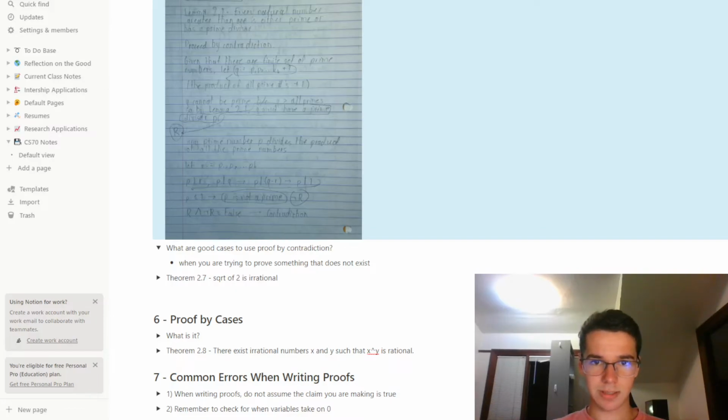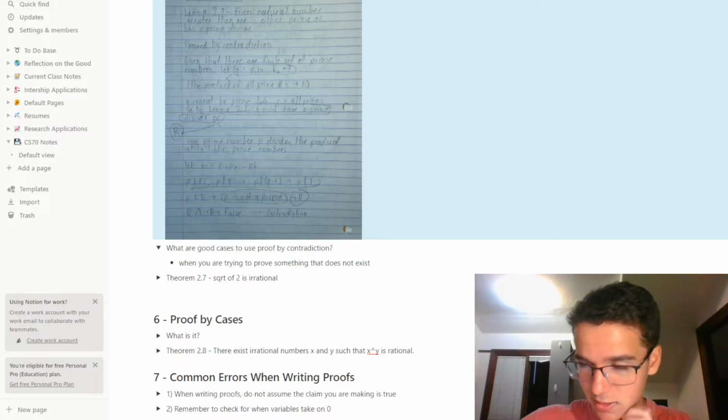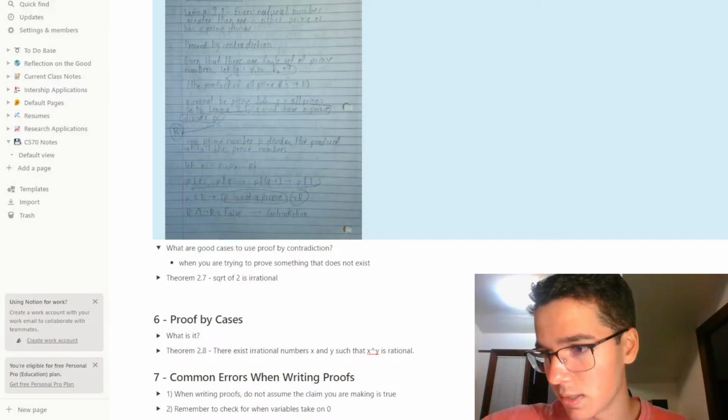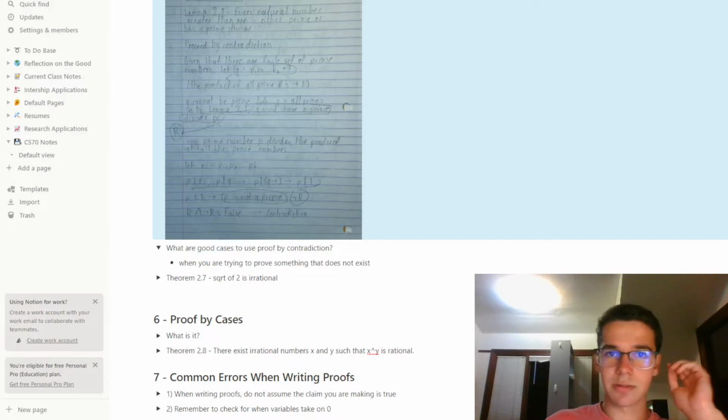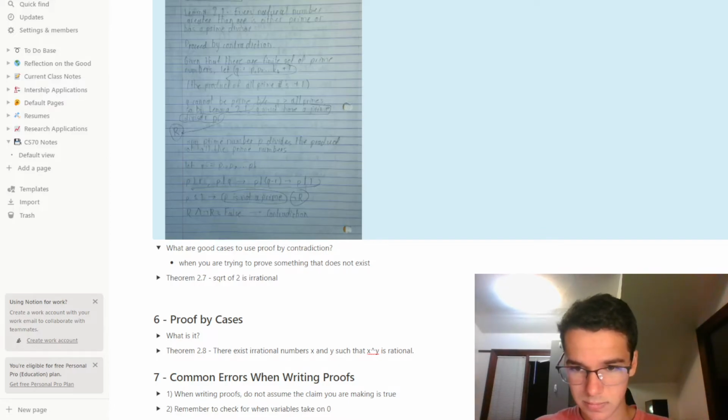So this is our contradiction, because A and B share no common factors. And so we have proven that they in fact do share a common factor, and so this in fact is false. It is false that the square root of 2 is rational.